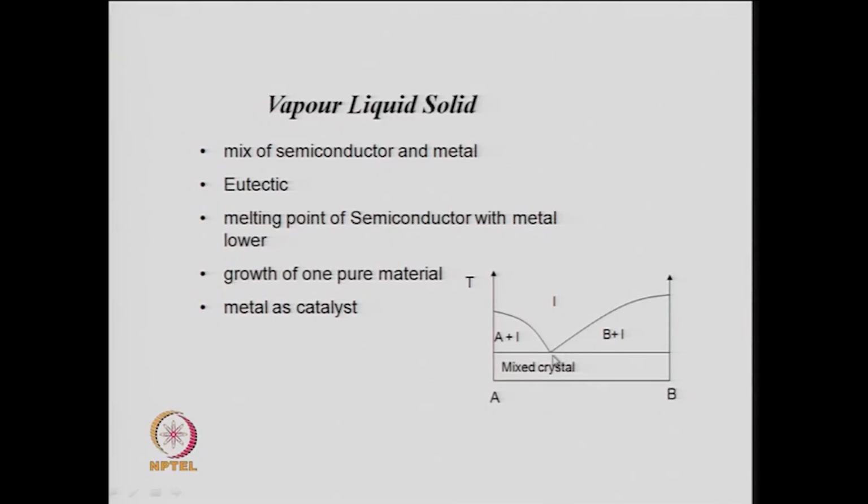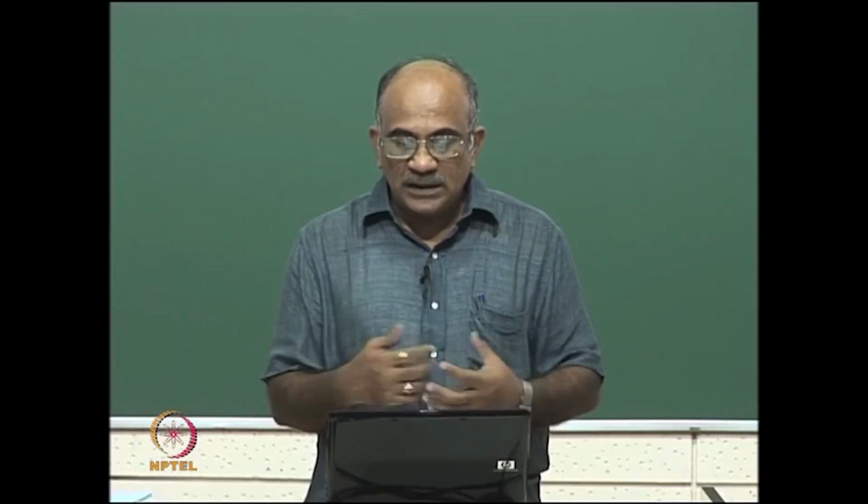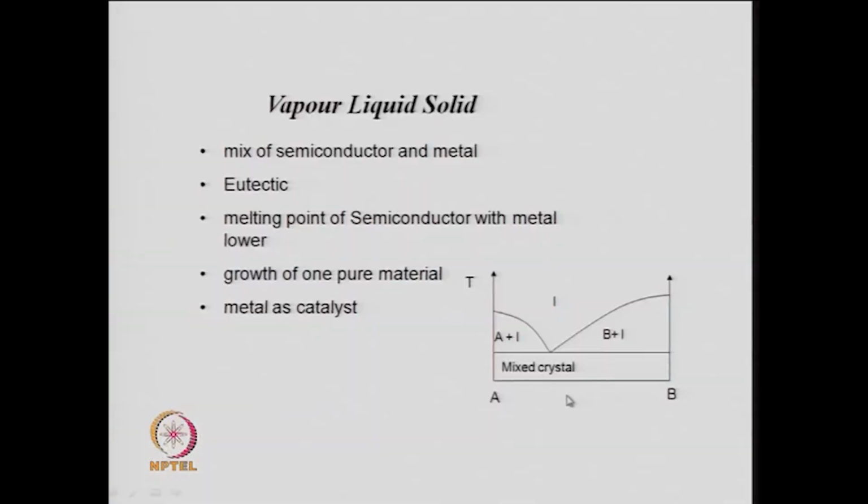So, anything below this temperature is a solid. So, it is a crystal. It is a mixed crystal because it has components of both A and B. Here A may be the catalyst and B is maybe your semiconductor, which you are trying to evaporate, and then it redissolves. So, in the liquid phase you have this mixture of the catalyst plus the phase which you are forming.